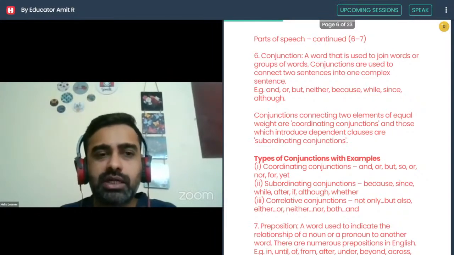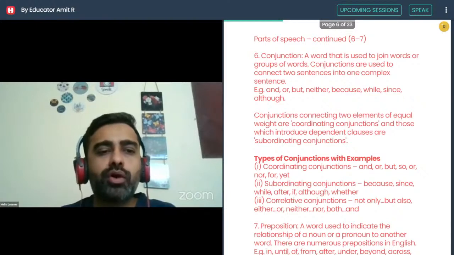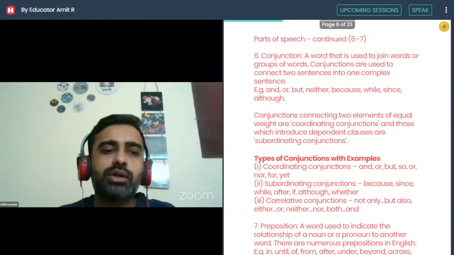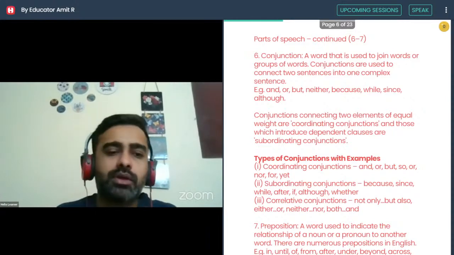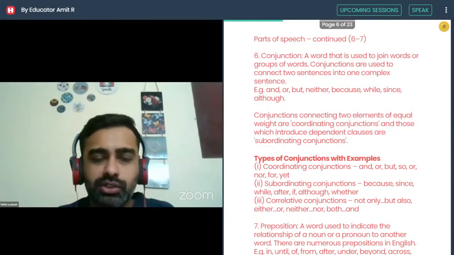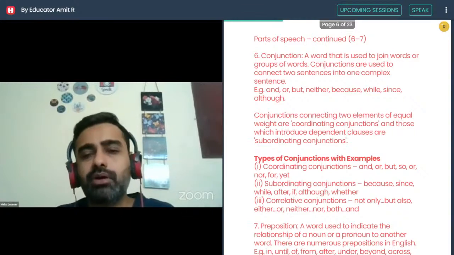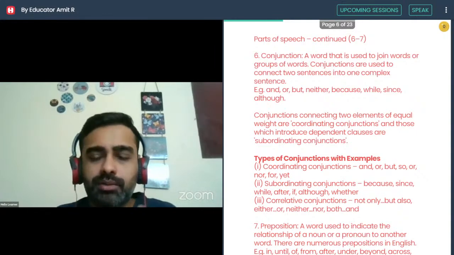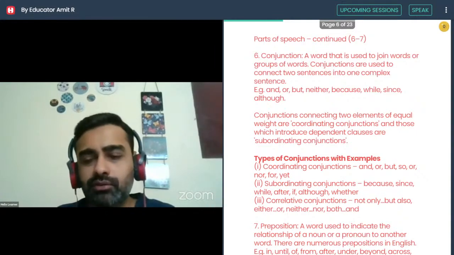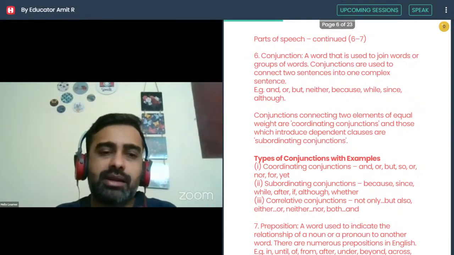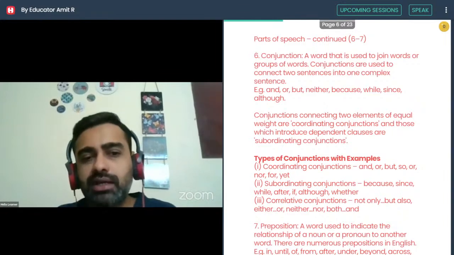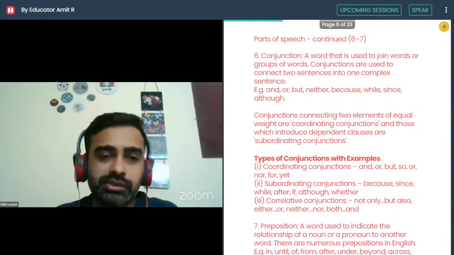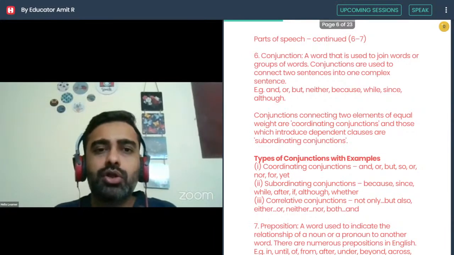So yes, conjunctions are nothing but the words that join a group of words. They connect two sentences into one complex sentence. So basically, it can be a coordinating conjunction. Coordinating is something that is of the same grammatical wavelength, the same grammatical structure. Subordinating conjunctions are again words that join two words.